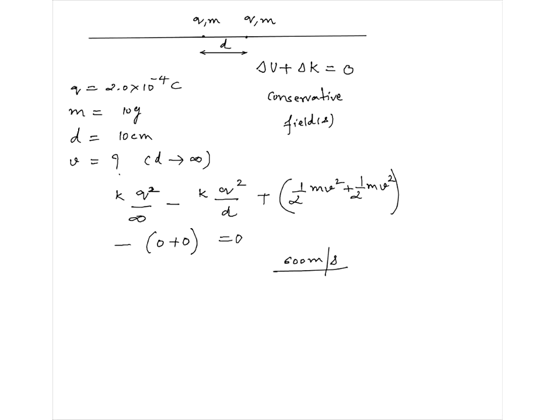Sir, why did you take half mv square twice? Because there are two masses, both of them are going with speed v. Any other question or we move on? Fine.